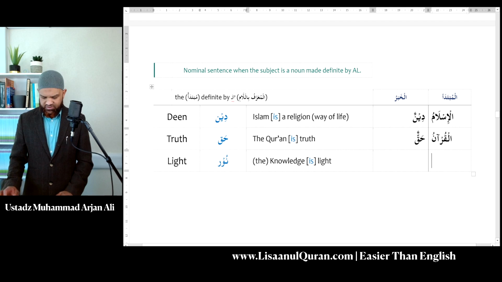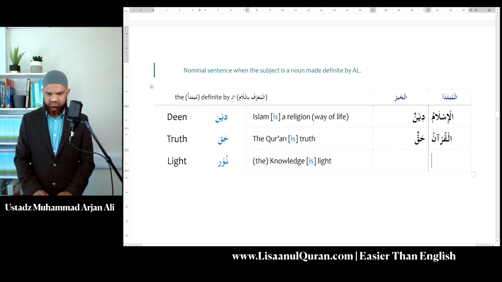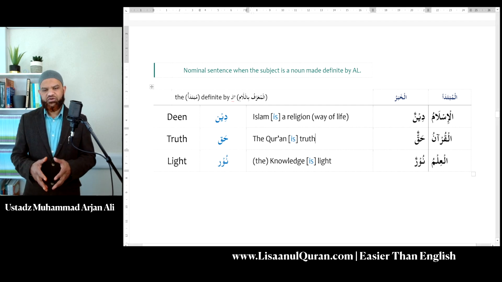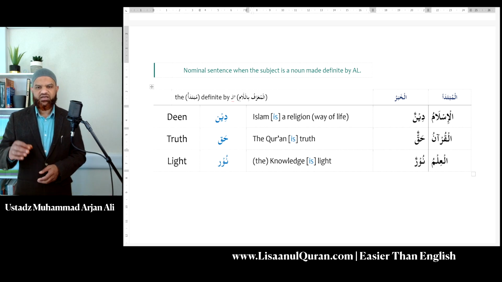And the third example, the knowledge. Now, ilm is knowledge, but I have to put al in front. Al-ilmu nurun. Again, I remind you, the basic rules, we followed all of them, forming three very beautiful sentences.